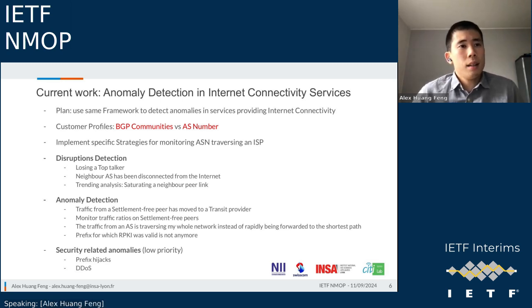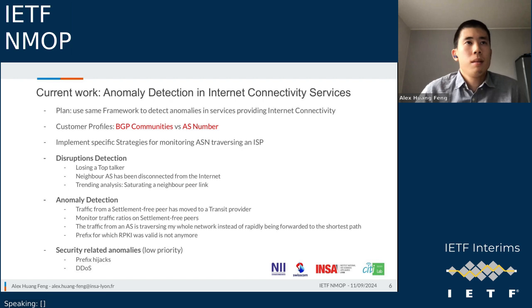And then as a last category, but for us at least low priority, is security-related anomalies such as prefix hijacks or DDoS. We are more focused, at least now, on operational anomalies.